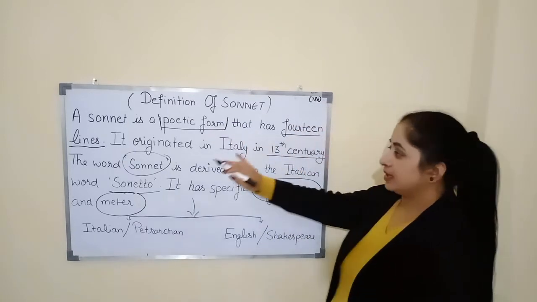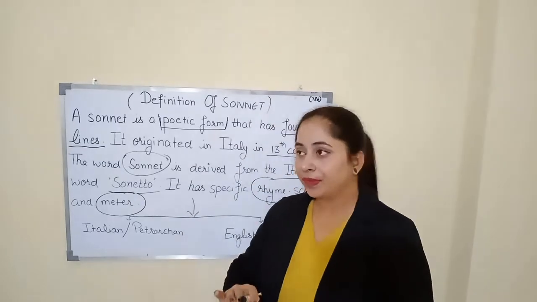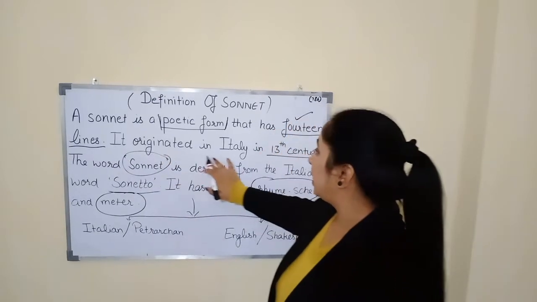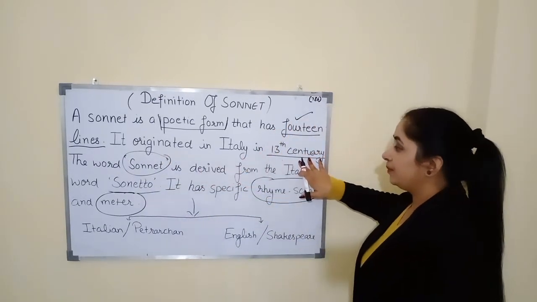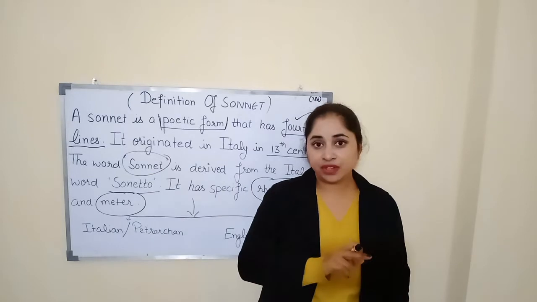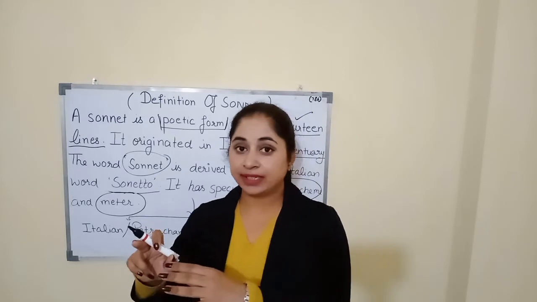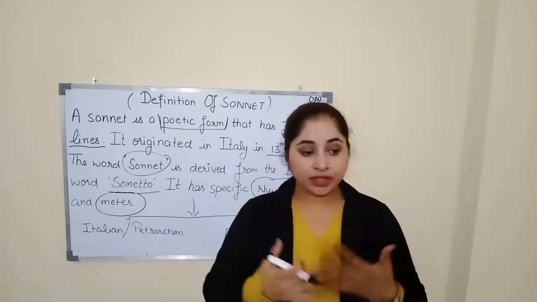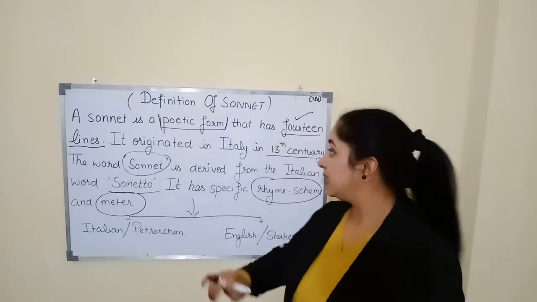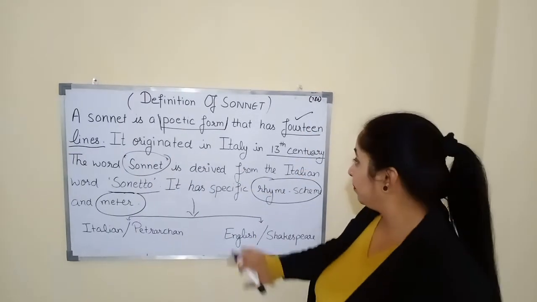There is 14 lines, okay? A sonnet should only have 14 lines. I'll explain what this structure should be. So it should have only 14 lines. It originated in Italy in the 13th century. In Italy, if you remember in the video, A Glimpse of History of English Literature, I have explained regarding Renaissance that started in Italy itself. And the European scholars took interest in Renaissance and they brought that Renaissance to England as well. And that's the reason the impact of these sonnets was on Shakespeare at that time.